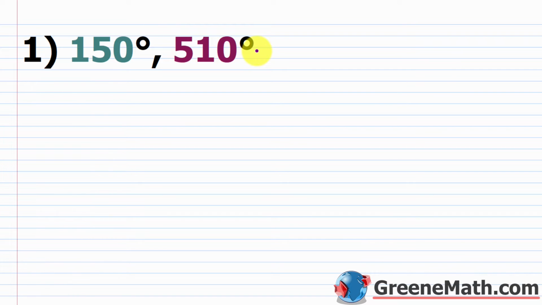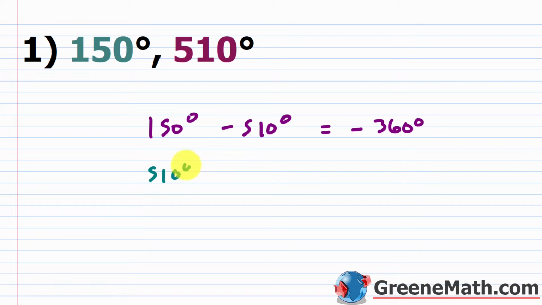So the way we could figure this out is we could do a basic subtraction. It doesn't matter the order because if you change the order, you're just going to change the sign of your result. So I could do 150 degrees minus 510 degrees, and that would give me negative 360 degrees. Or I could do it in a different order, and I could say this is 510 degrees minus 150 degrees, and this would give me positive 360 degrees.